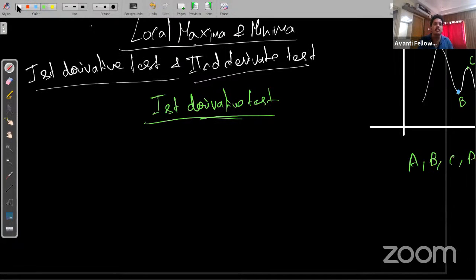So see, guys, the first derivative test and second derivative test are two types of tests which scientists have found for finding the local maxima and local minima. This is one idea, and that is another idea. Both are more or less similar, but the second derivative test is always the easiest one. But what is the first derivative test?